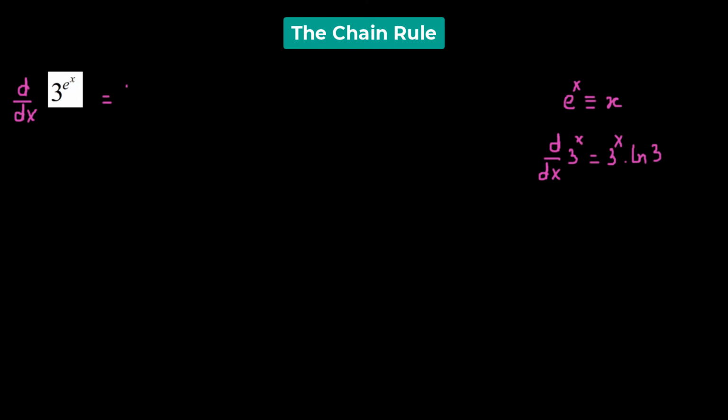So we have 3 raised to the power of x. So x here is e raised to the power of x times the natural log of 3. Then we need to multiply it by the derivative of our assumption, which is e raised to the power of x. Now the derivative of the exponential function is the function itself. So we have e raised to the power of x times 3 raised to the power of e raised to the power of x times the natural log of 3. So this is the derivative of our given function. Let's move on to the next question.